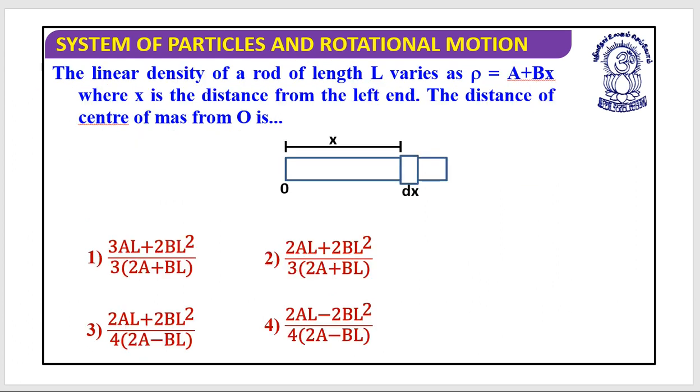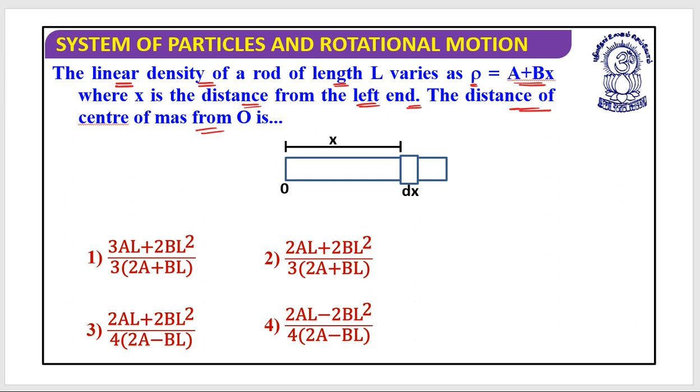Yes. It says the linear density of a rod of length L varies as rho is equal to a plus bx, where x is the distance from the left end. The distance of the center of mass from the rod is.